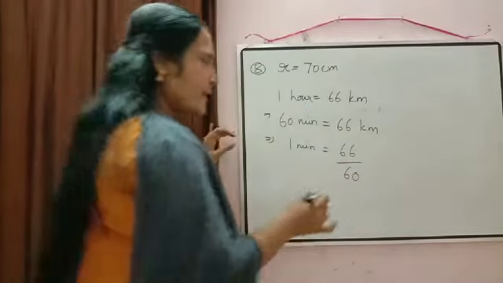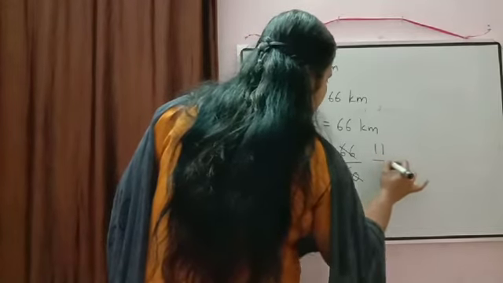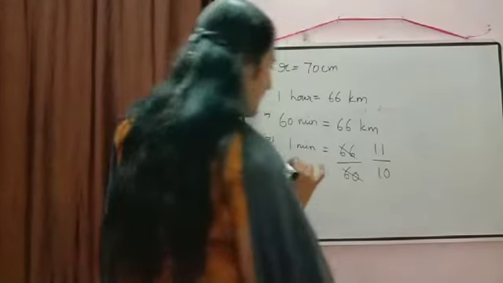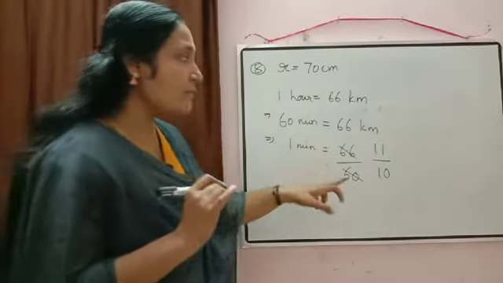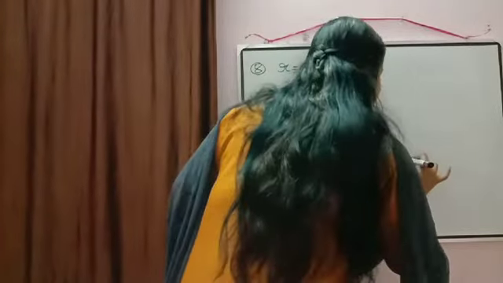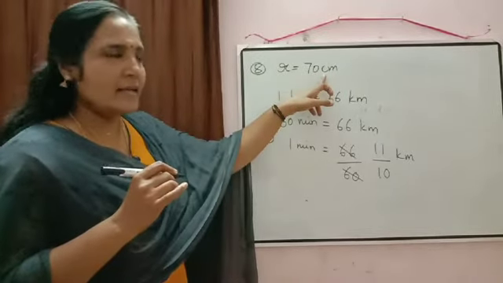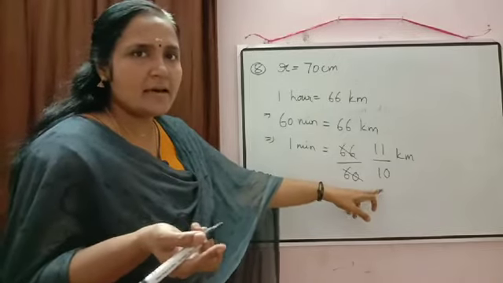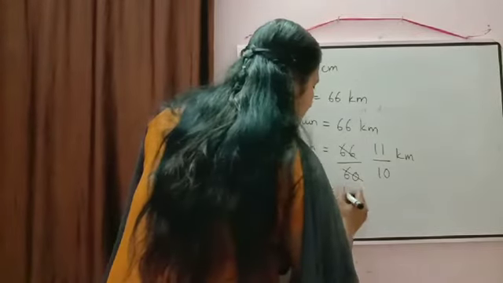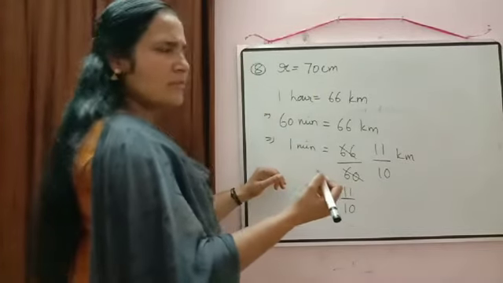If you want, you can cancel here. Then we will get here 6 ones are 6, 6 ones are 6, 11 by 10. So distance covered in 1 minute is equal to 11 by 10 kilometer. But our radius is given in centimeter. So can we convert this kilometer also in centimeter? Then what will come first? 11 by 10 kilometer is there.